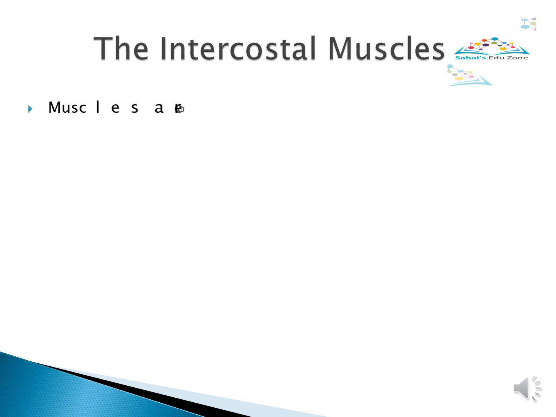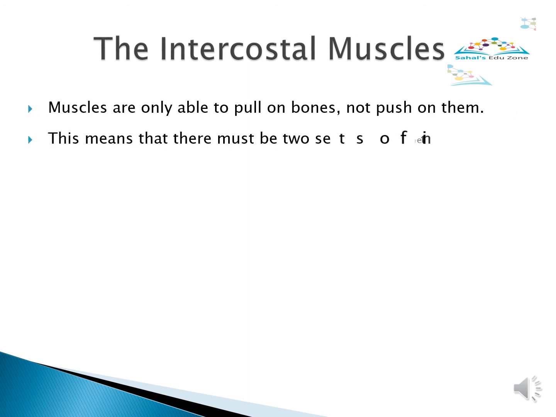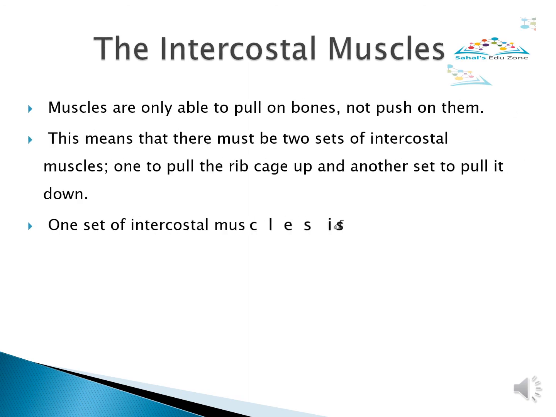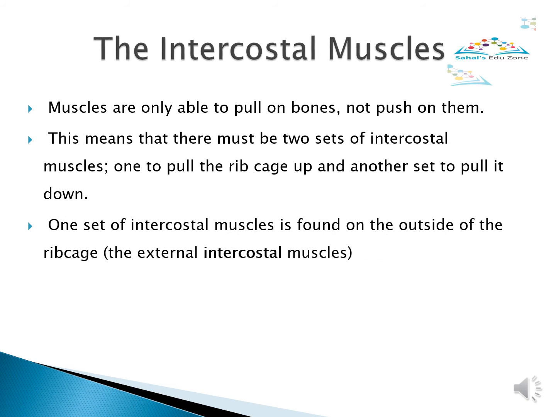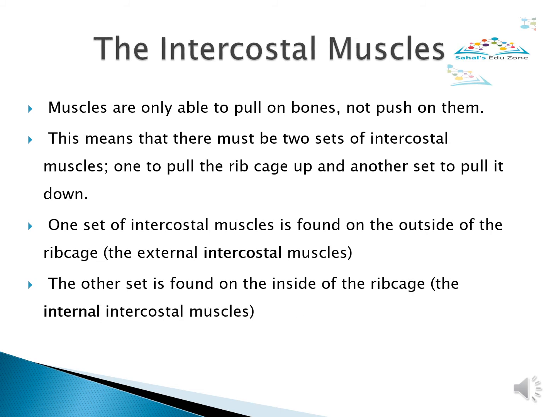The intercostal muscles. Muscles are only able to pull on bones, not push on them. This means that there must be two sets of intercostal muscles, one to pull the ribcage up and the other set to pull it down. One set of intercostal muscles is found on the outside of the ribcage, the external intercostal muscles. The other set is found on the inside of the ribcage, the internal intercostal muscles.